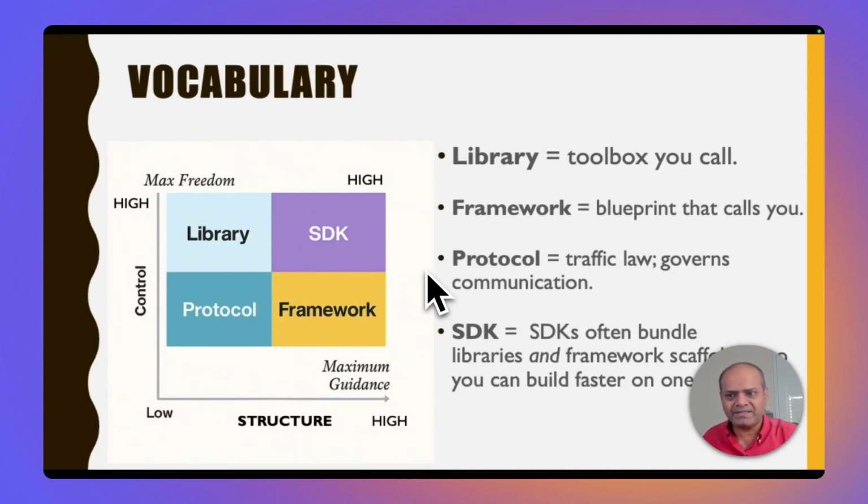So I tried to put these together into a two-dimensional chart where your control axis is on the left and your x-axis is your structure. As SDKs often bundle libraries and frameworks, as I'm repeating again, you can build faster for one platform, but you're locked into one platform.